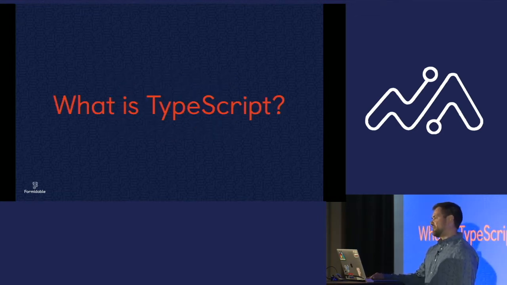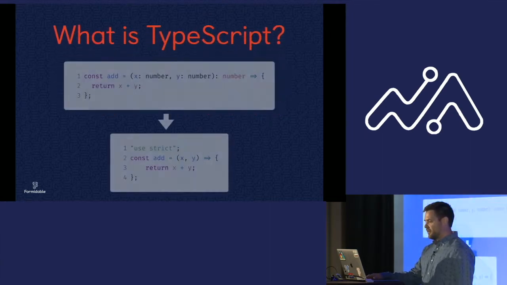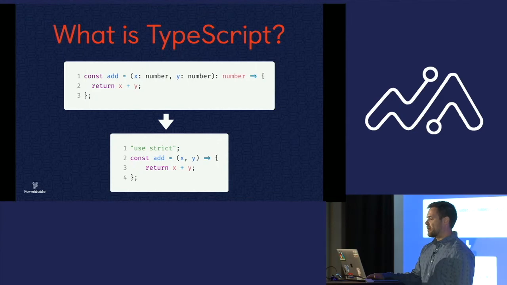So what is TypeScript? It's essentially a statically typed programming language that compiles down to JavaScript. TypeScript is what you write in this top example, and it outputs the JavaScript that you see in the bottom example, and that's what actually runs. It's an open source project backed by Microsoft.